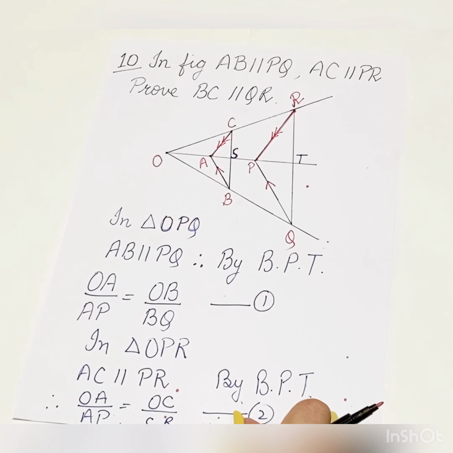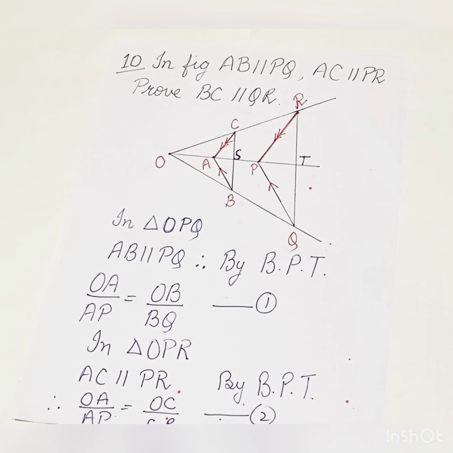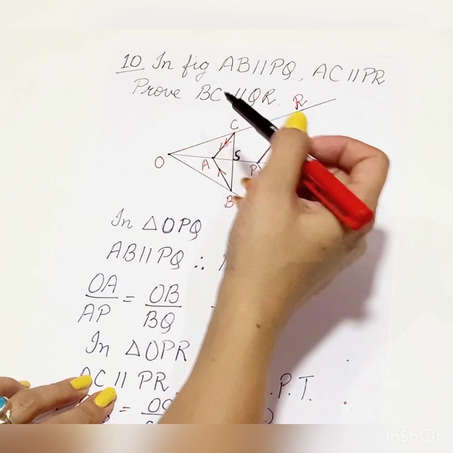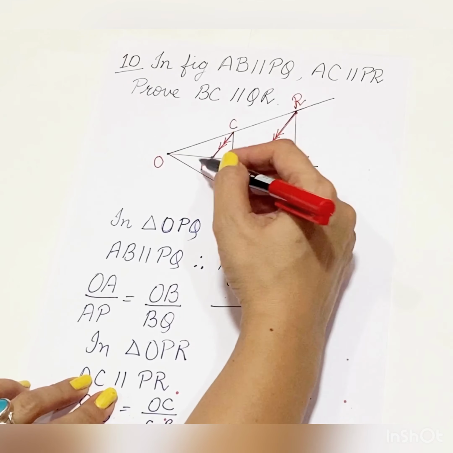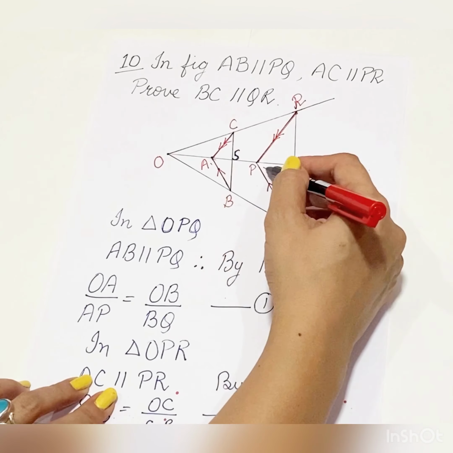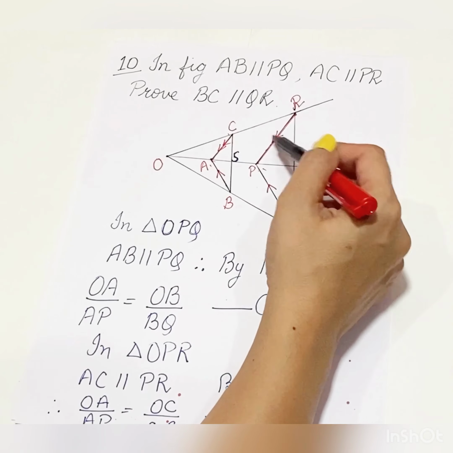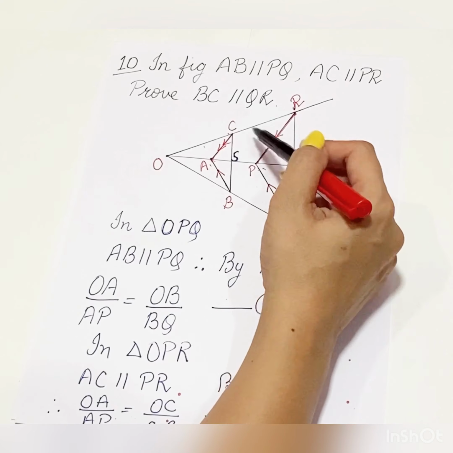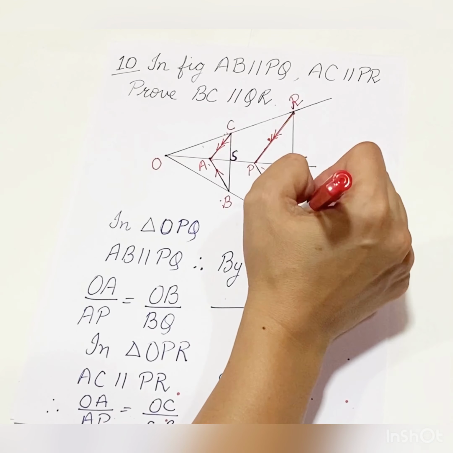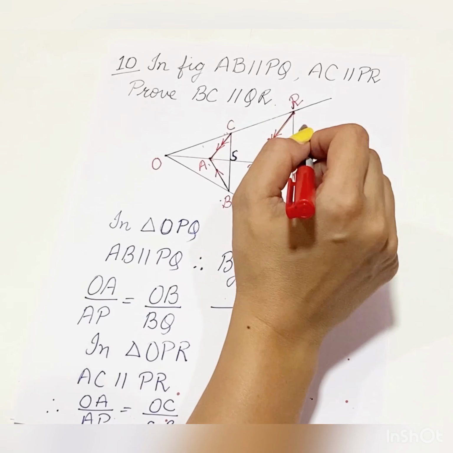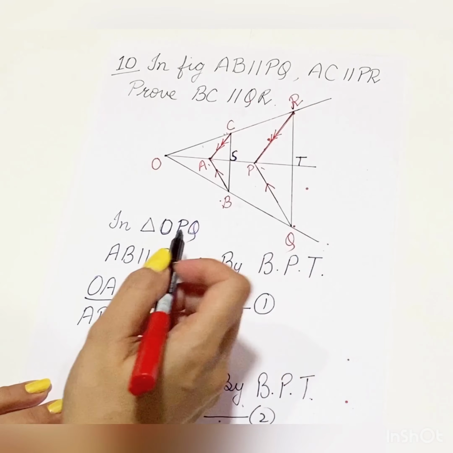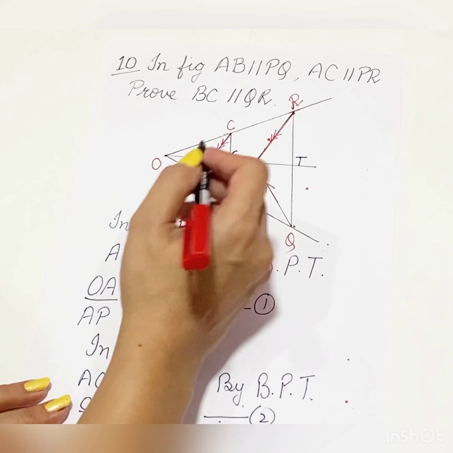Next, question number 10. In this we are going to apply basic proportionality theorem. In figure, AB is parallel to PQ. This is the side AB. It is parallel to PQ. And AC is parallel to PR. These are two parallel sides given. You have to prove that BC is parallel to QR. So AB and PQ are given to be parallel.